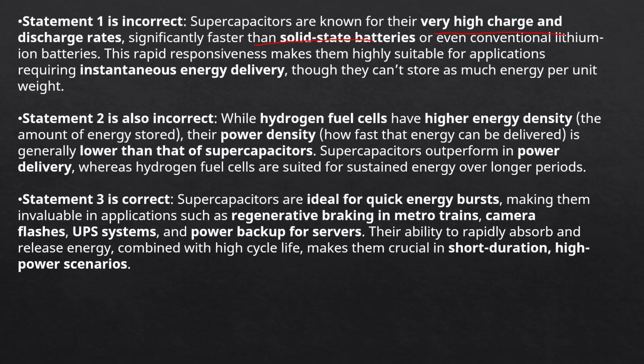This is used for instantaneous energy delivery. They can't store much energy per unit weight, and this is energy density. Statement 2 is also incorrect. Hydrogen fuel cells have a higher energy density, meaning the amount of energy stored, but their power density is generally lower than that of supercapacitors. The supercapacitors outperform in power delivery.